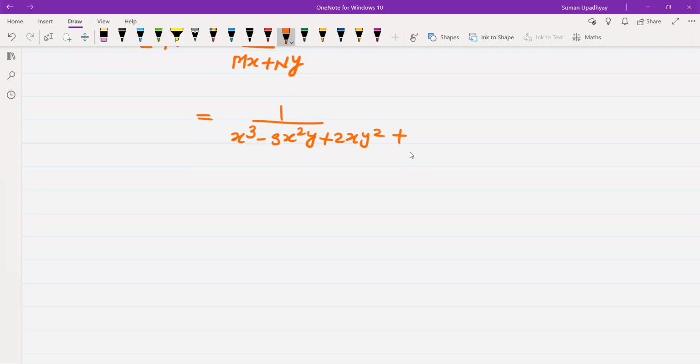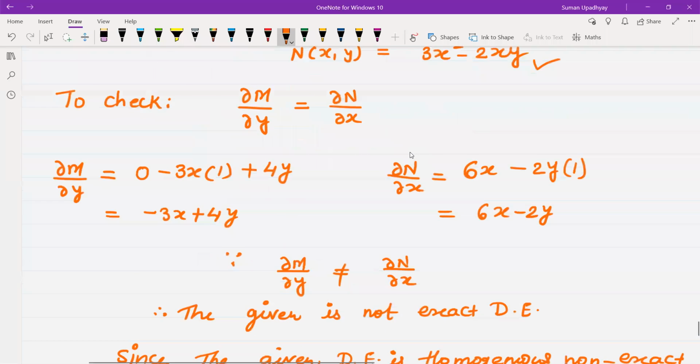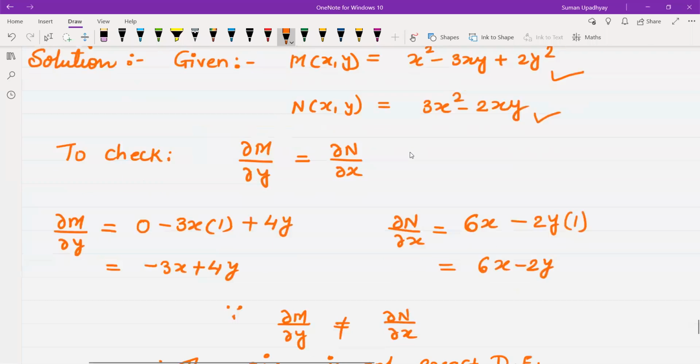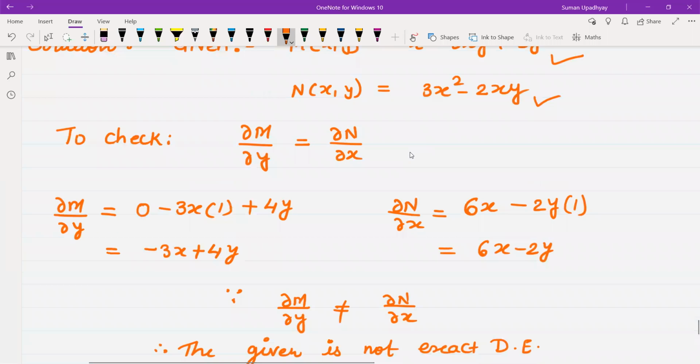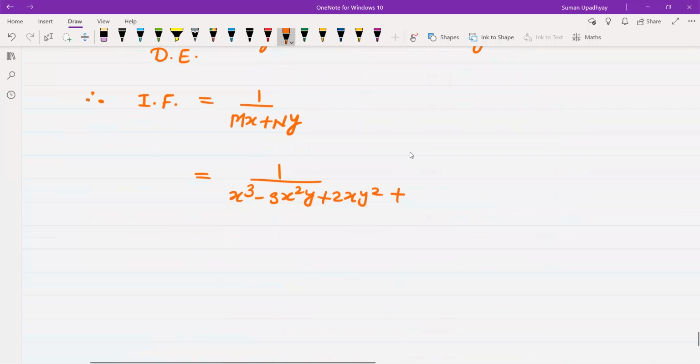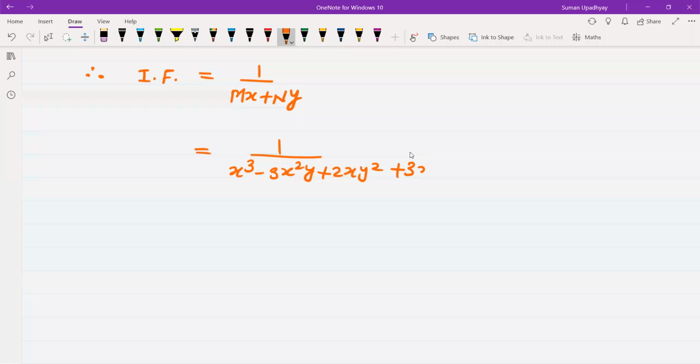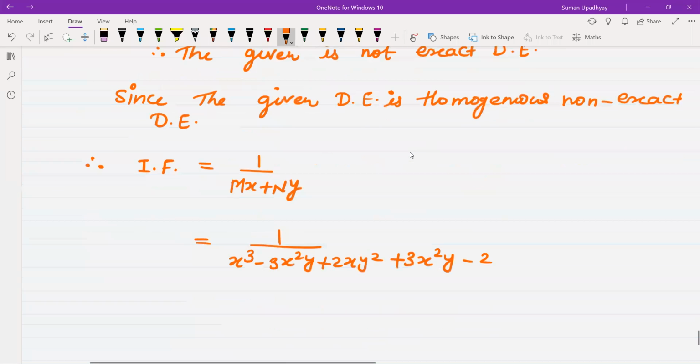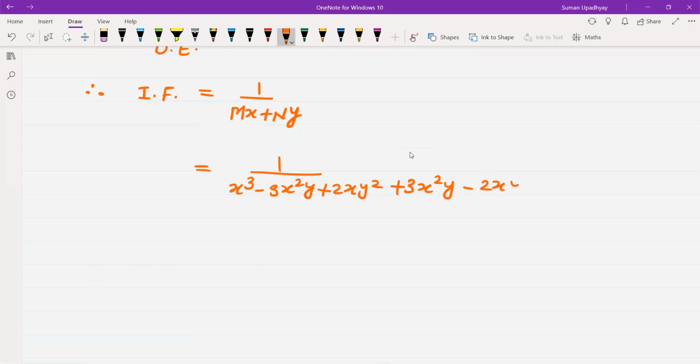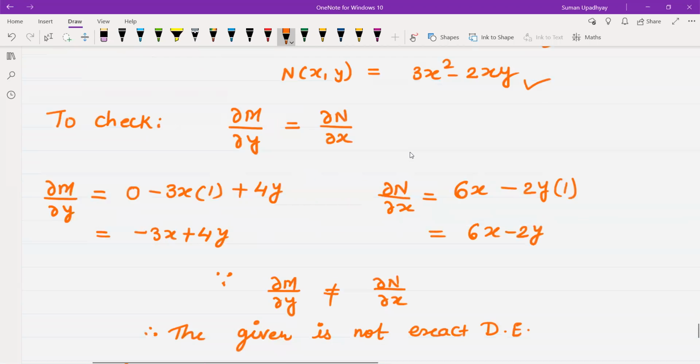Now you multiply N with y. So what am I going to get? 3x square y minus 2xy square. Is there any term which is getting cancelled out? I think this term and this term are getting cancelled out. What is left now? x cube. So the integrating factor is 1 upon x cube, which you have to multiply to your given differential equation.